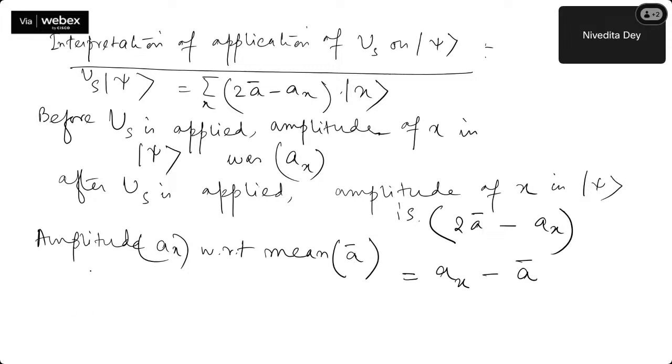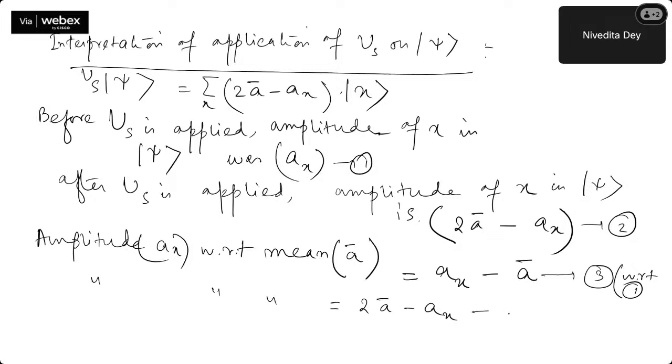Now amplitude with respect to mean, for the final one, if you again calculate, this is with respect to say 3, this is 1, this is 2, 3 is with respect to 1. If you do that, initially it was what? 2A bar. So it's 2A bar minus AX. Now it will be minus A bar with respect to this. So it will be A bar minus AX. So it is nothing but minus of AX minus A bar. So in that way, say this is 4 and this is with respect to 4, with respect to 2.